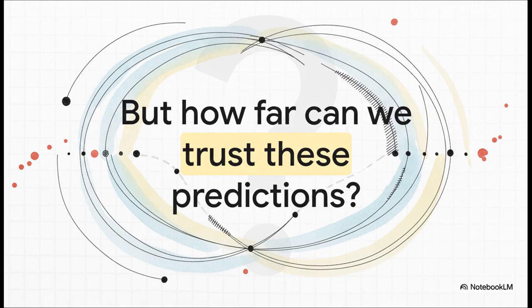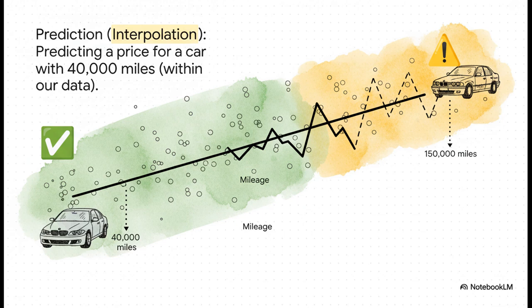So how far can we really truly trust it? This slide really gets to the heart of it. It's the difference between a safe prediction and a dangerous one. Predicting the price for a car with 40,000 miles, totally safe. That's right in the middle of our original data. But trying to predict the price for a car with 150,000 miles, that's called extrapolation. It's way outside our data range. And honestly, we have no idea if the same relationship still holds true way out there.